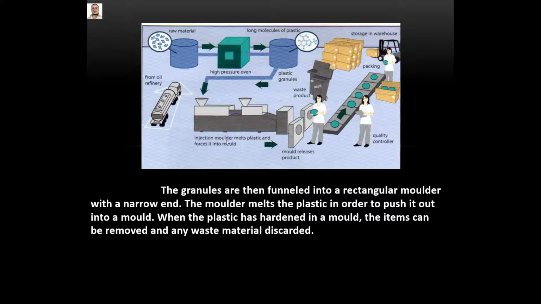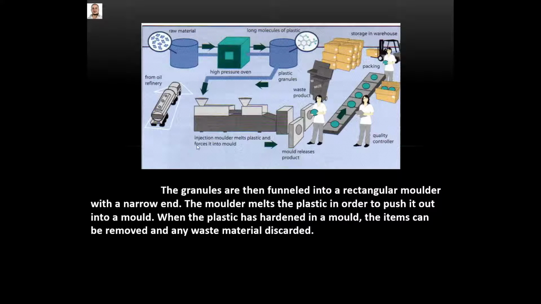The granules are then funneled. We funnel them, this is the shape of the funnel, into a rectangular molder with a narrow end. The molder melts the plastic, because here it says the injection molder melts the plastic, in order to push it out into a mold. When the plastic has hardened in a mold, the items can be removed and any waste material discarded. Here, because we have mold releases a product.